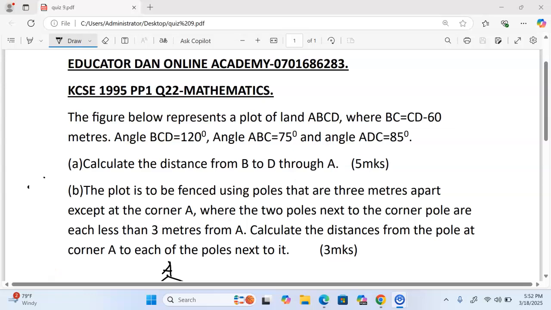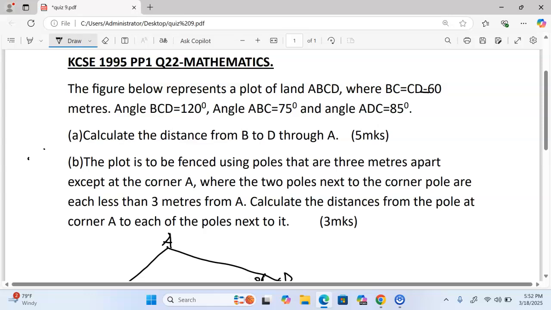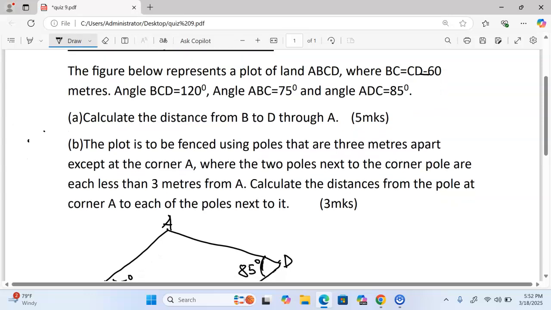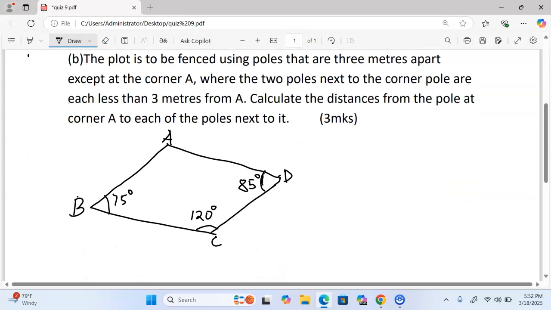We are looking at KCSE 1995 Paper 1 question number 22. The question reads, the figure below represents a plot of land ABCD, where BC is equal to CD, and this one is equal to 60 meters. Angle BCD is 120, ABC 75 and ADC 85 degrees. Calculate the distance BD via A.